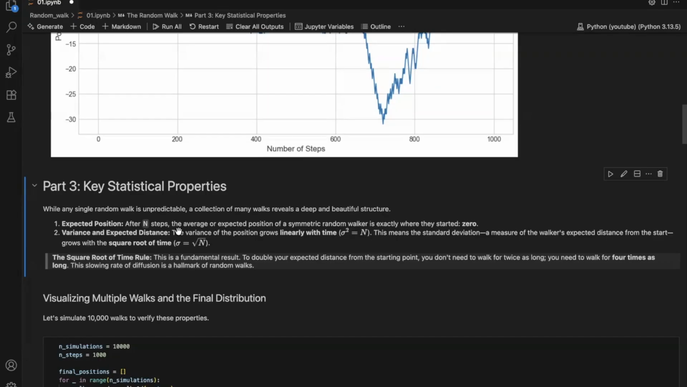Second, and the most important takeaway, is the variance and expected distance. The variance of the walker's position grows linearly with the number of steps. This means the standard deviation, which is a good measure of the walker's expected distance from the start, grows with the square root of time. This is the famous square root of time rule. It means to double your expected distance from the origin, you don't walk for twice as long. You need to walk 4 times as long. The further you get, the slower your progress away from home becomes. This is a universal feature of diffusive processes.